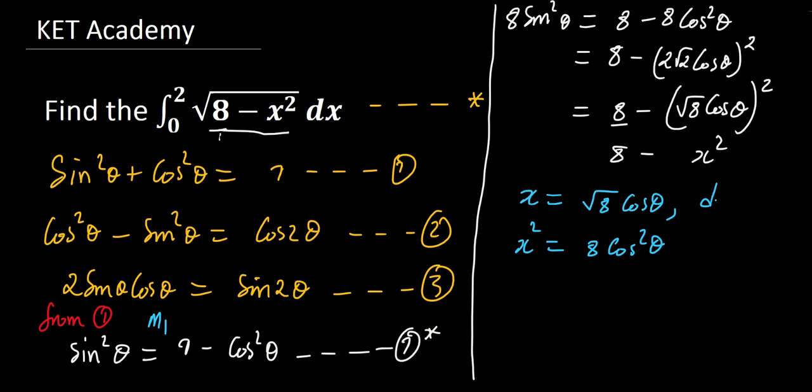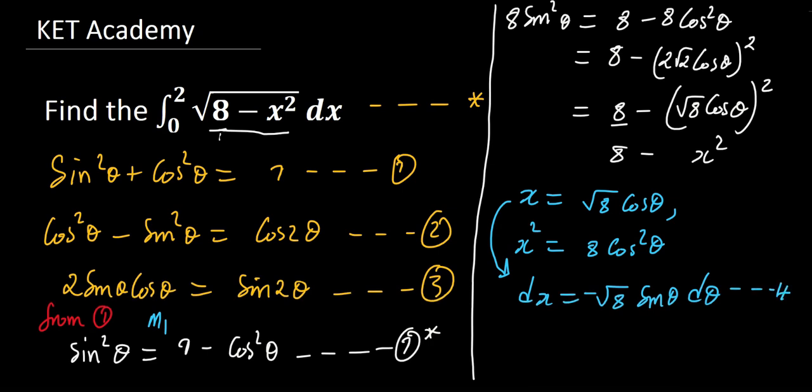So, looking for the derivative here, dx will be equal to the square root of 8, and differentiating cos theta we have minus sine theta, and this is with respect to theta. So we are going to call this our equation 4, right?